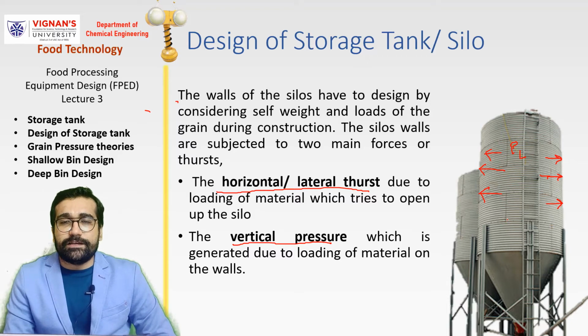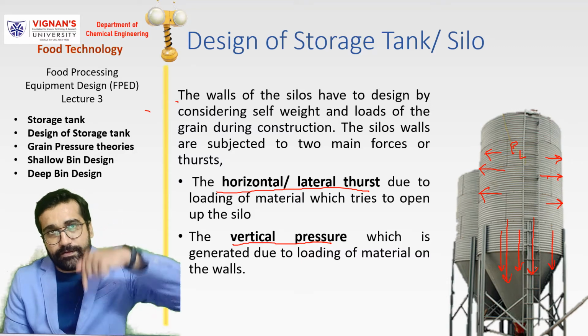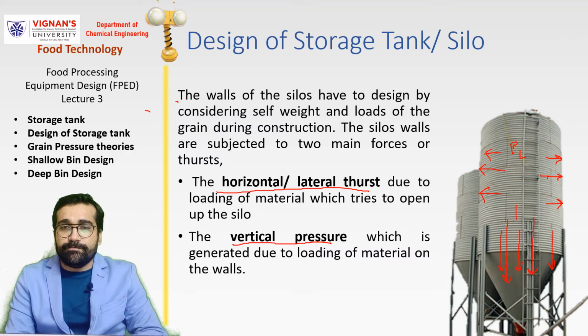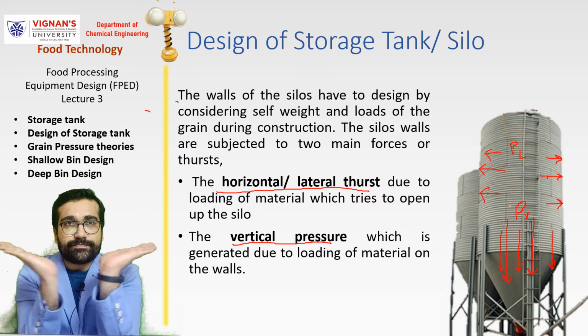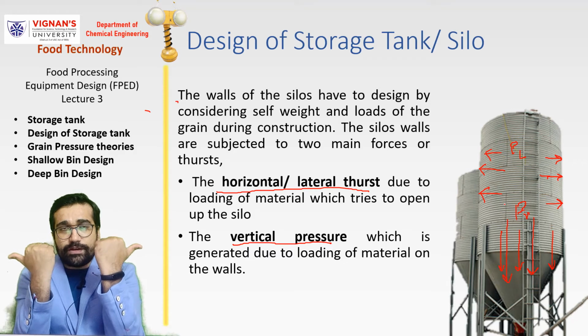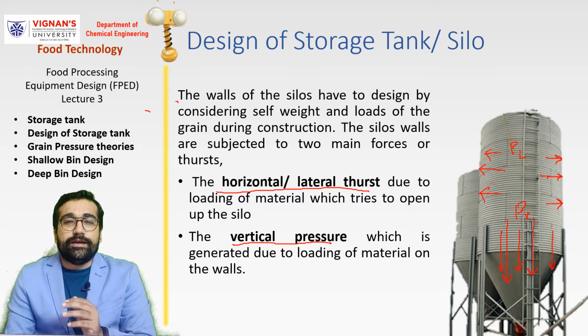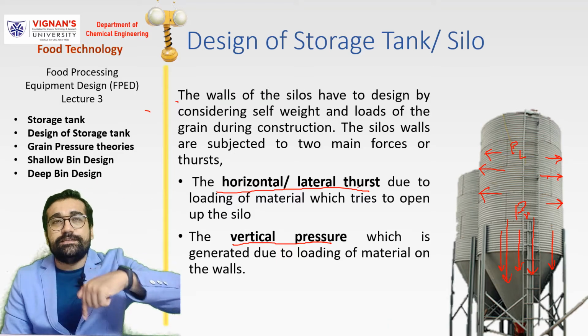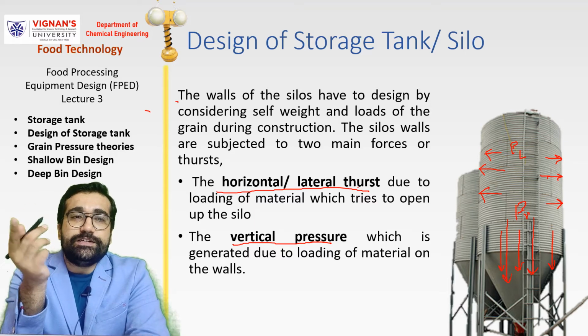What do we mean by vertical pressure? Vertical pressure is in this direction because of gravity, because of the weight. It will act at the bottom, and it is PV because it is vertical in direction. When it acts horizontally, in these two directions, it is lateral pressure, and when it is vertically downwards, it is vertical pressure. So we will design for vertical pressure and lateral pressure.